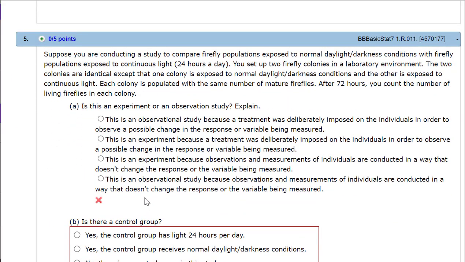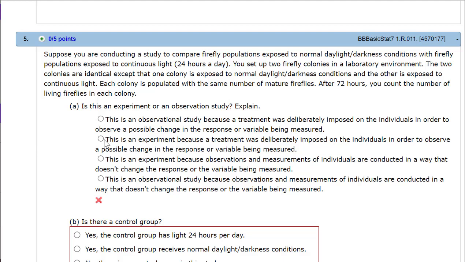Number 5. Suppose you're conducting a study to compare firefly populations exposed to normal daylight darkness conditions with firefly populations exposed to continuous light 24 hours a day. You set up 2 firefly colonies in a laboratory experiment. The 2 colonies are identical, except one colony is exposed to normal daylight darkness conditions and the other is exposed to continuous light. Each colony is populated with the same number of mature fireflies. After 72 hours, you count the number of living fireflies in each colony. So it's not like the fireflies are picking their conditions, so it's definitely an experiment.